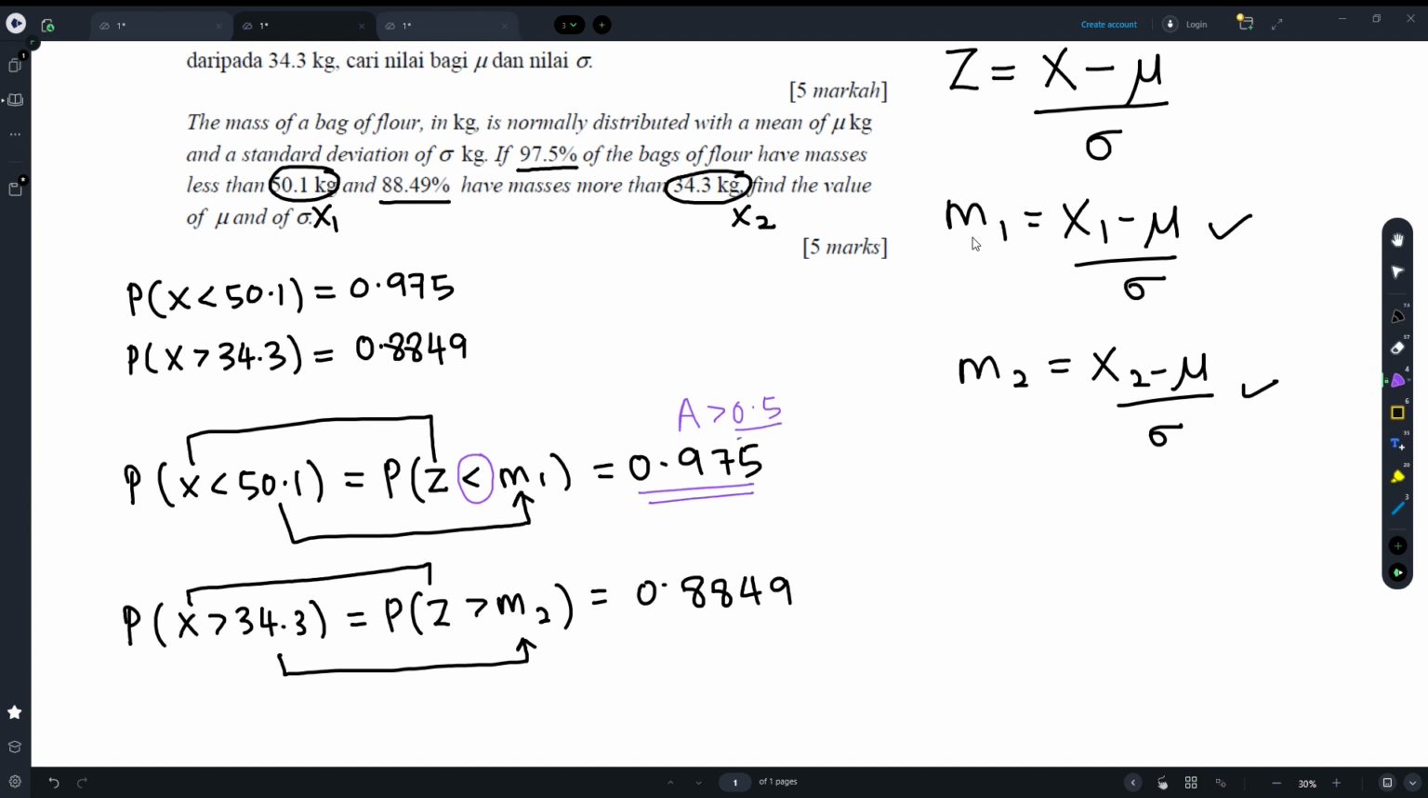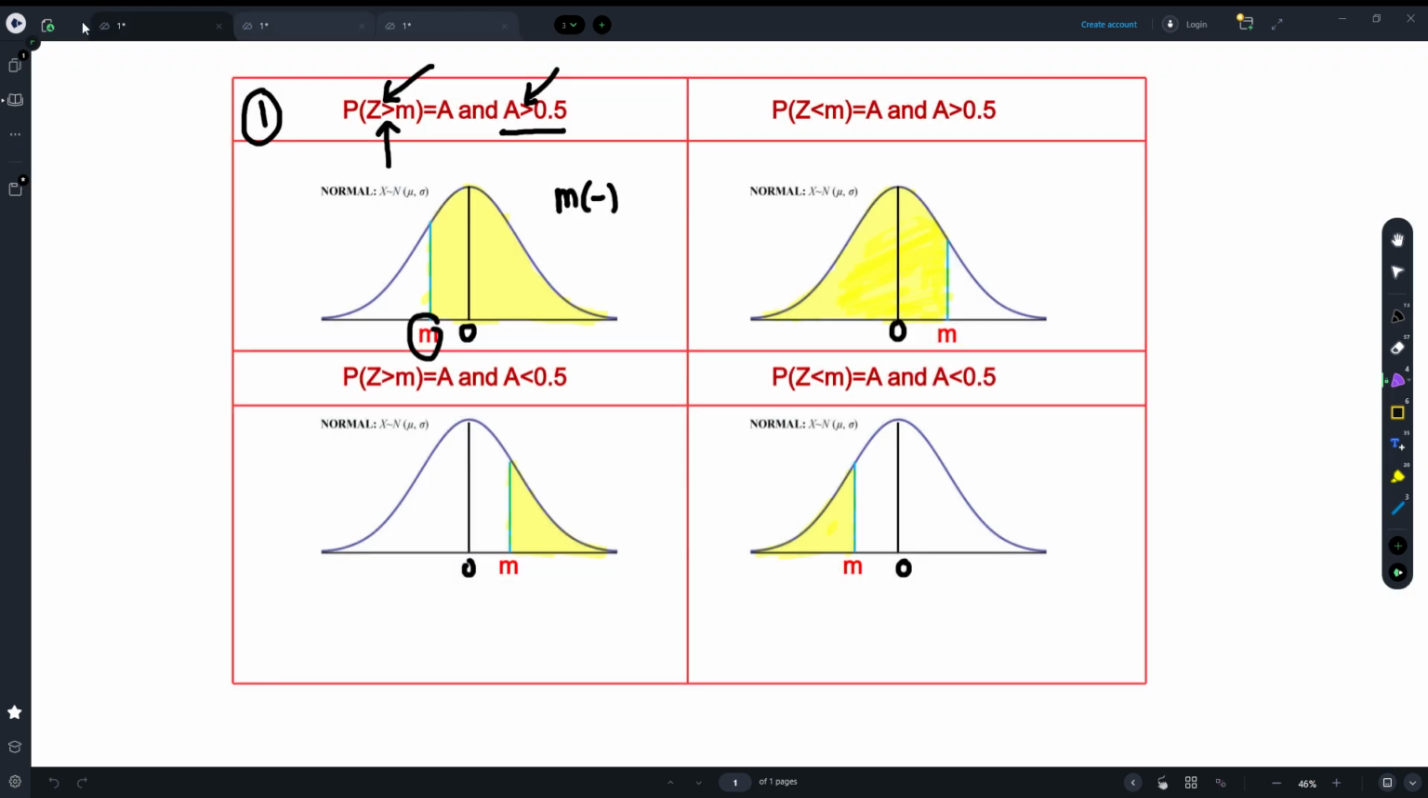0.975, this value is definitely more than 0.5. So we have to look for this combination. If we go back to all the four combinations, we have the less than and area more than. So your sketch must look something like what is shown here. Please take note of that.